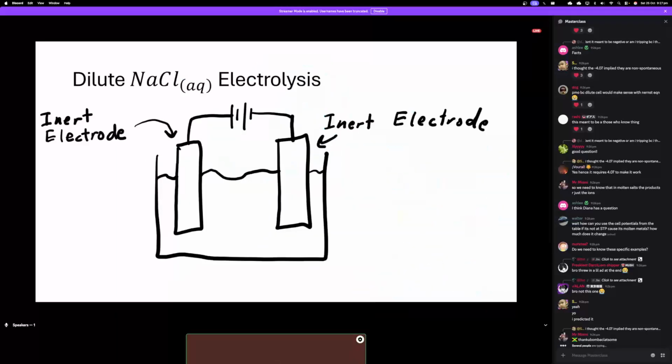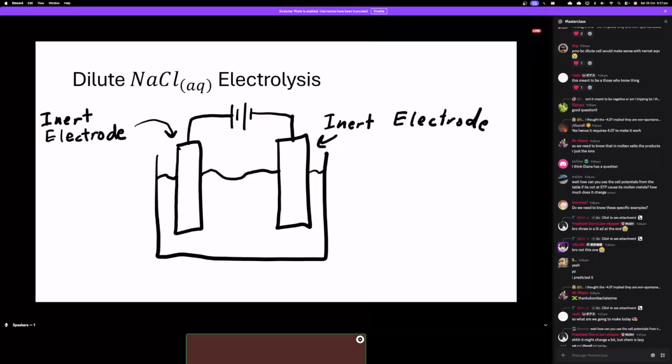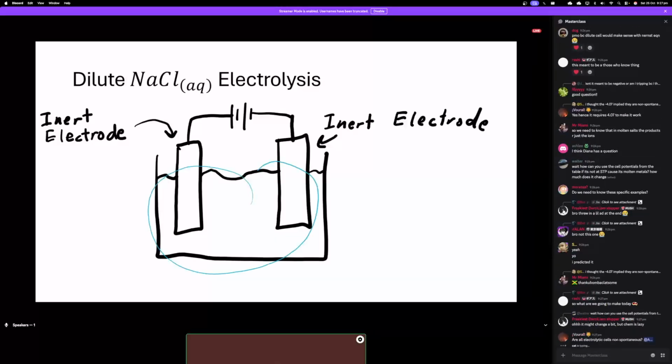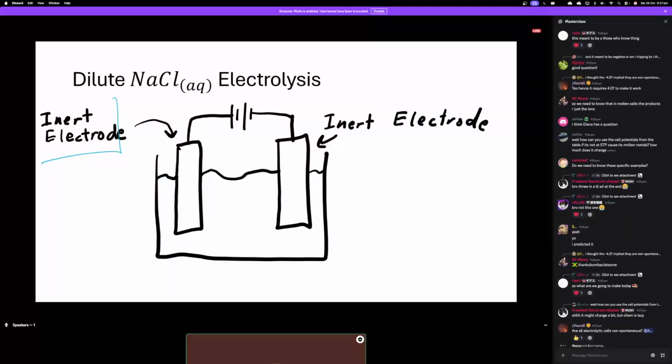So, dilute sodium chloride. Let's try and figure out what happens here. This one is a fairly basic example. Let's think about what I have in the solution if it's dilute sodium chloride. These are inert electrodes, by the way. Did I write them on the previous slide? Yeah, I did.